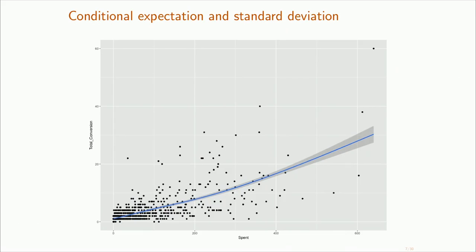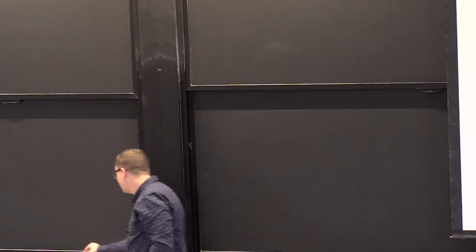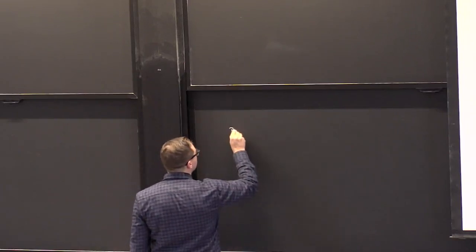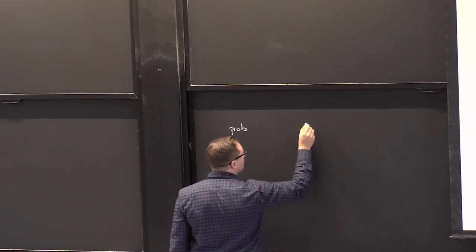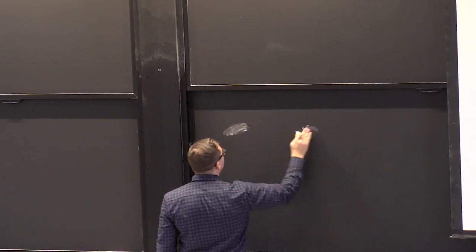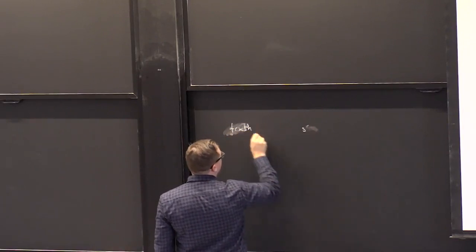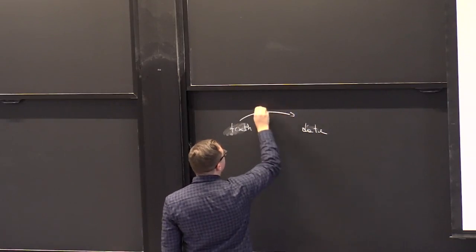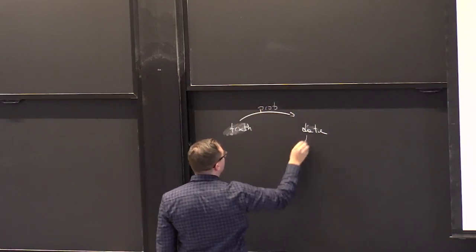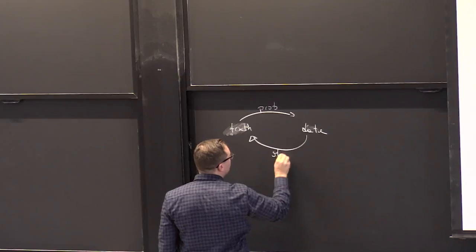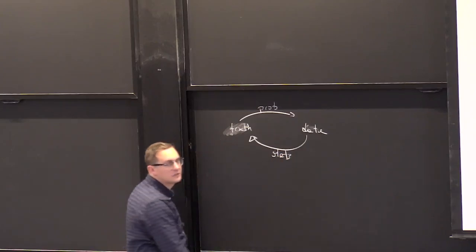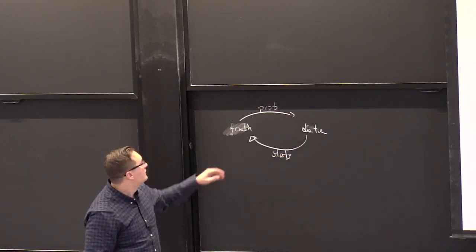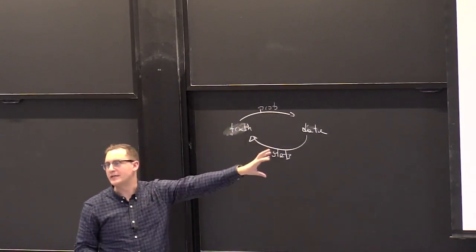So remember, we have this probability and statistics. We have the truth, and here we have data, and we're assuming that probability goes from here to here, and that stats goes from here to here, right? So that was our little circle. Let's pretend that I'm talking about the truth right here.